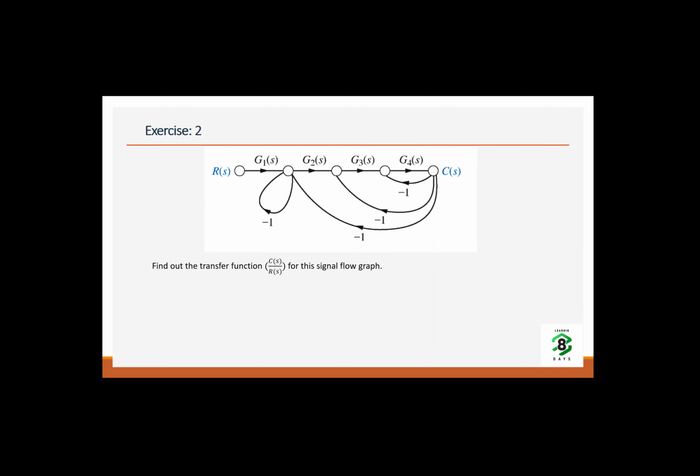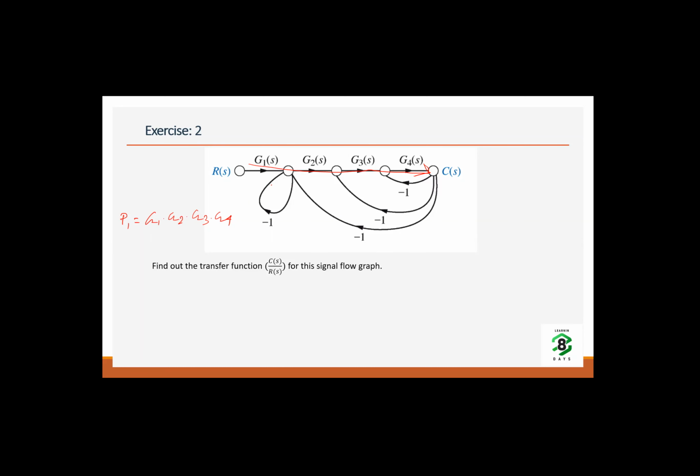So if I see the system, you can see I have only one forward path starting from R(s) to C(s), and this goes through this. If I write the forward path gain as P1, then the gain is multiplication of all the branch gains, which is G1, G2, G3, G4. So this is the only forward path. I don't have any other forward path in the system.